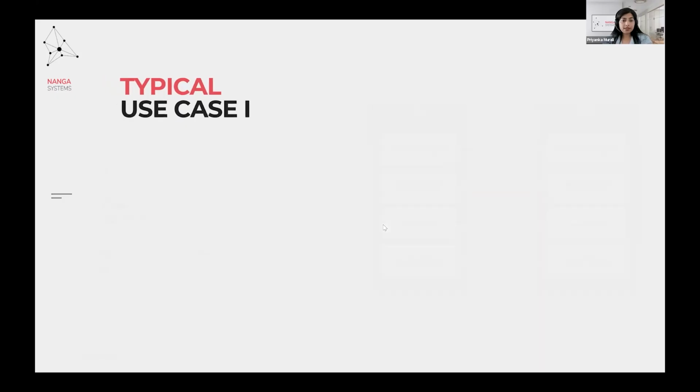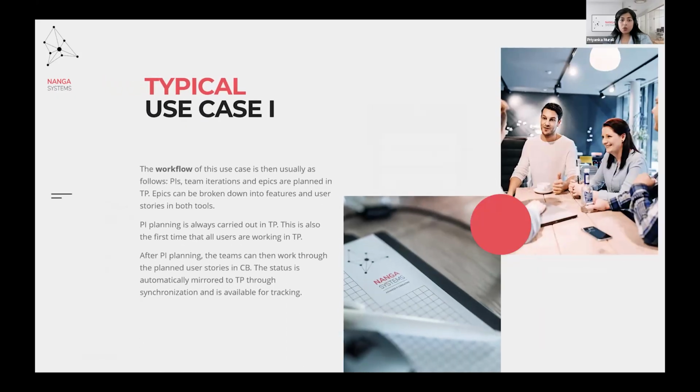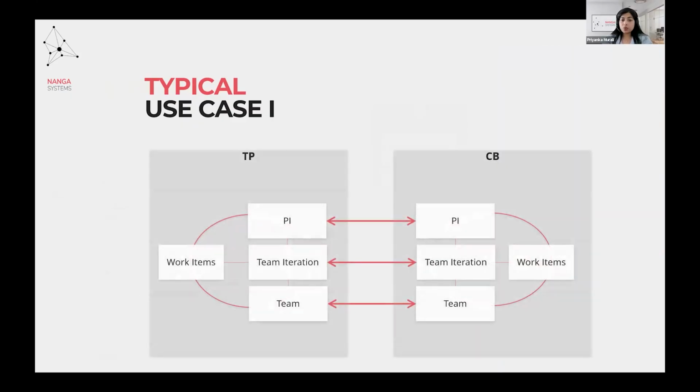So coming back to the slides. Now, if we go one step further and consider what we need to do with the work items that we saw in the previous diagram, we need to plan them into team iterations and into program increments. So we start by planning in Targetprocess, which includes program increments, team iterations, and epics. From there, epics can be broken down into features and user stories. And that can happen in either Codebeamer or Targetprocess, depending on what best works for the team.